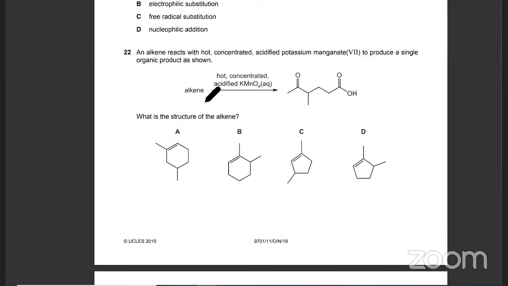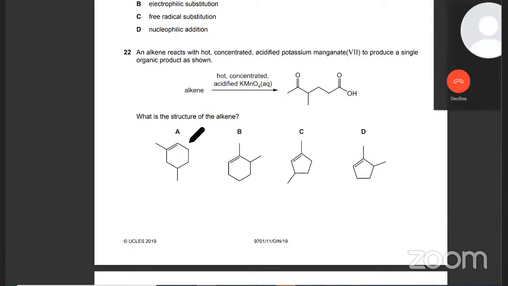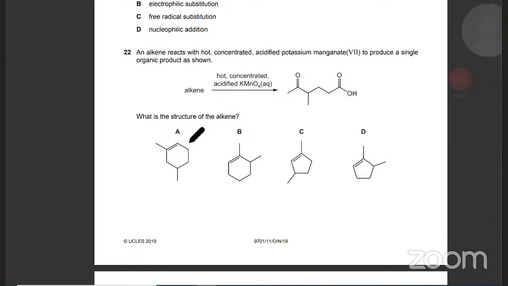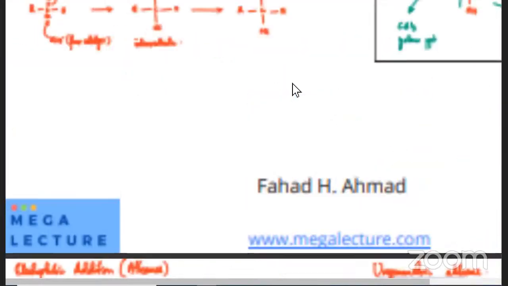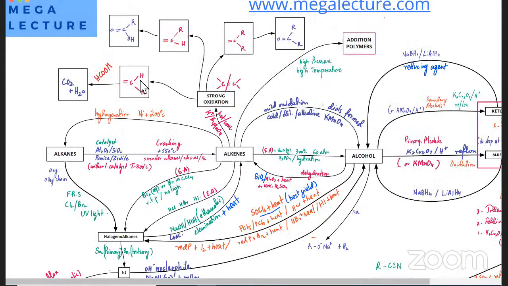So I've got this reaction. There's an alkene and it reacts with hot concentrated manganate. So the question is strong oxidation, right? What is the structure of the alkene? When you oxidize this, what happens when you do strong oxidation? The double bond breaks, right? Two hydrogens turn into carbon dioxide, one carbon chain turns into carboxylic acid, and two carbon chains turn into ketones, right?